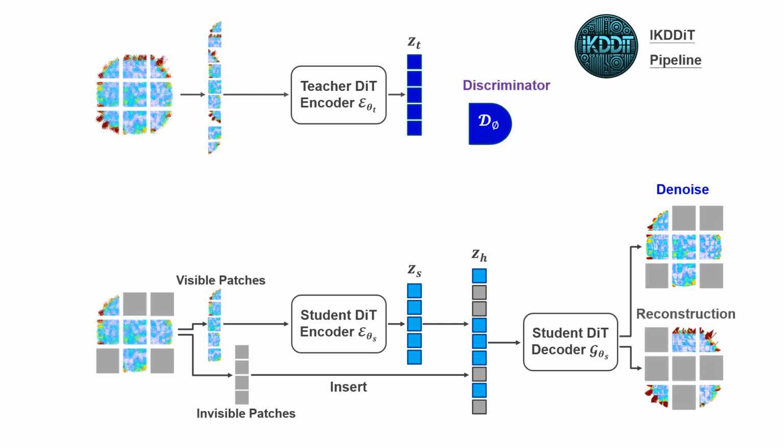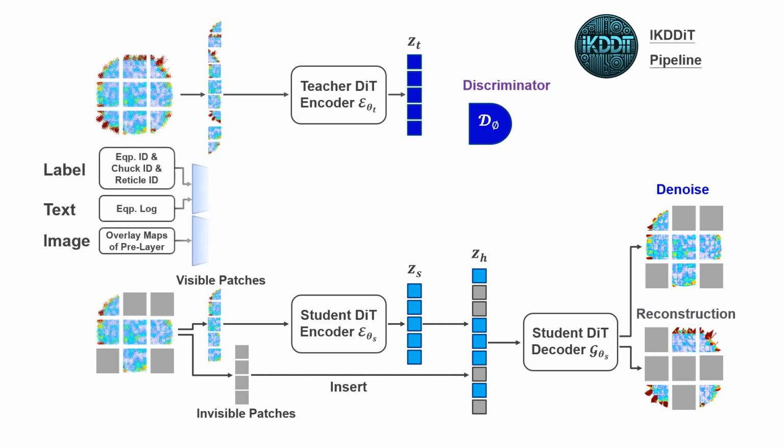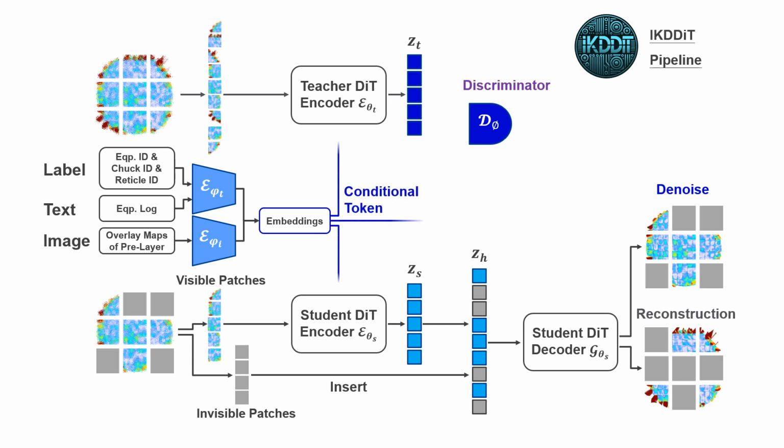In addition, multimodal information, such as labels, text logs, and pre-layer overlay maps, is encoded by pre-trained text and image encoders. Their representative embedding tokens serve as conditional guidance for the teacher encoder, the student encoder, and the student decoder.